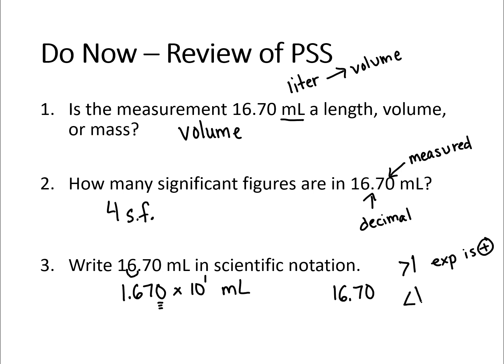If the number that you're trying to write in scientific notation is less than 1, so we're talking about a decimal, then your exponent is going to be negative. So if I had 0.1670, then it would be 1.670 times 10 to the minus 1. Is that more clear? Great. Other questions, or let me know you're good and you're ready to move on.